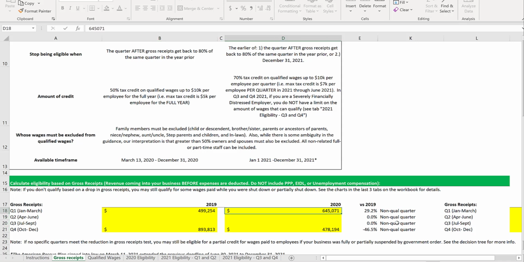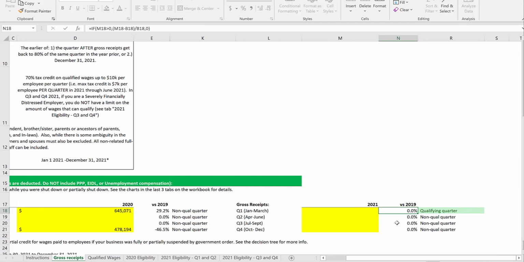Okay, so I went ahead and put in Q4, and then I went ahead and put in 2019 and 2020 into these columns, okay? Now, this is signifying already that we are qualifying for Q1 because the previous quarter, which is this Q4 quarter, was more than a 20% decline, okay?